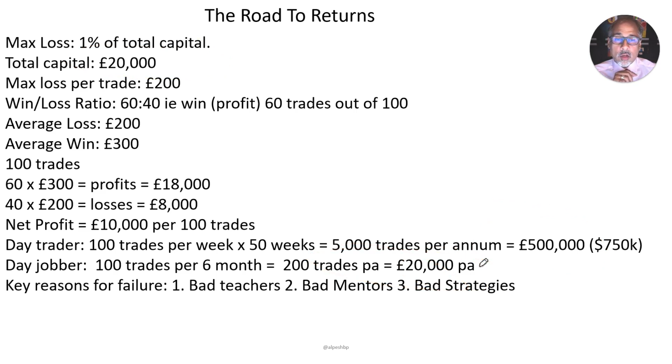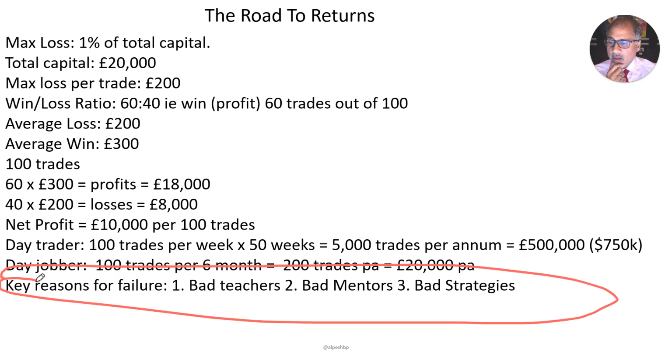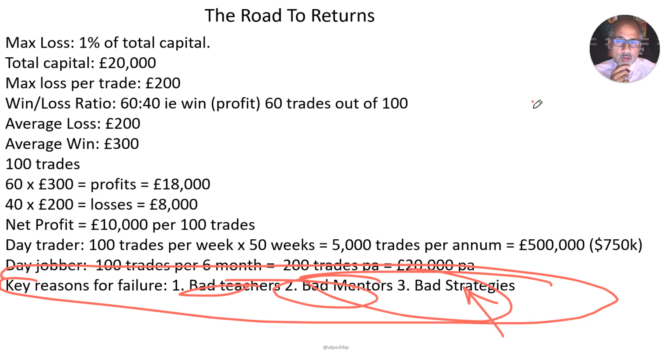Let's say instead you only do 1,000 a month. Okay? That's 12,000. It's slightly over half of that. So we're really dialing and toning it down. Why? Because trading isn't easy. It's a skill you're learning. So what are the key reasons for people failing then? Well, bad teachers. This is what Bill told me. Bad teachers, bad mentors, bad strategies. Let's finish on the strategies part.